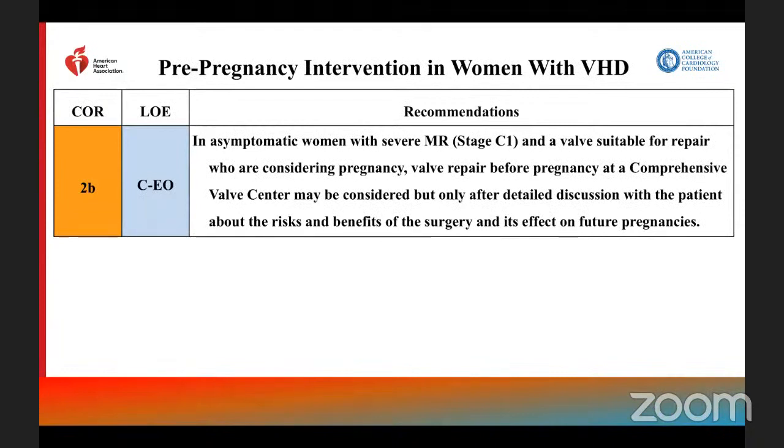And in asymptomatic women with severe MR stage C1 and a valve suitable for repair who are considering pregnancy, a valve repair before pregnancy at a comprehensive valve center may be considered, but only after detailed discussion with the patient about the risk and benefit of the surgery and its effect on future pregnancies as a class 2B.